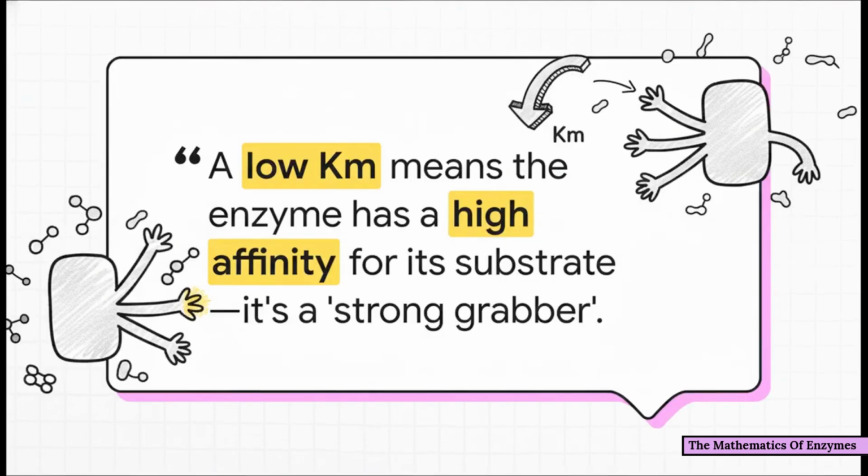And here's the key takeaway about Km. It's really all about the enzyme's affinity for its substrate. You've got to think of it as an inverse relationship. A really low Km means the enzyme is a strong grabber. It only needs a tiny bit of substrate to get to half speed because it binds so darn tightly. On the other hand, a high Km means it's a weak grabber, and you need to flood it with a lot more substrate just to get it going.